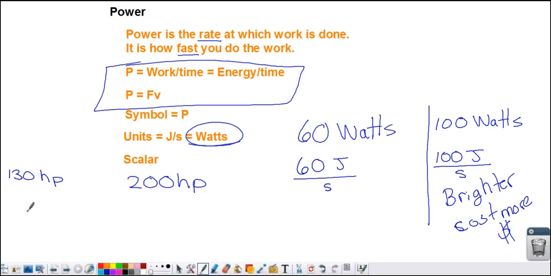Well, 130 horsepower, that car can still get to the top of this hill. Okay? Both of these cars can get to the top of the hill. They can both do the amount of work required to get there. The difference is this car has the ability to do it faster. Okay? So it doesn't give you the ability to do more work. It just simply gives you the ability to do the work that you're going to do faster. So this car would get to the top of the hill faster.